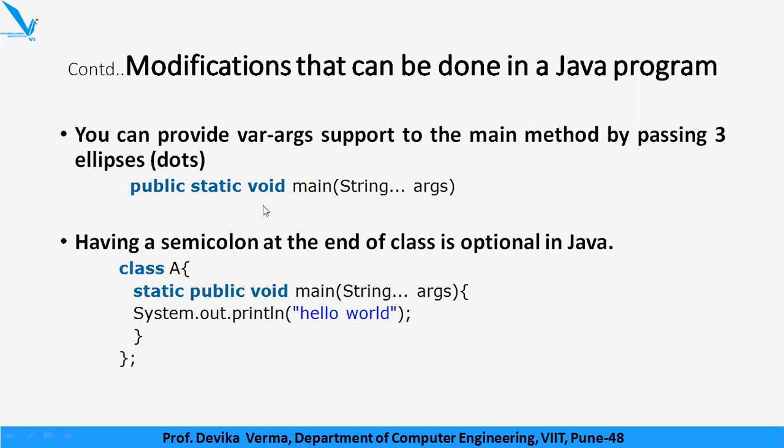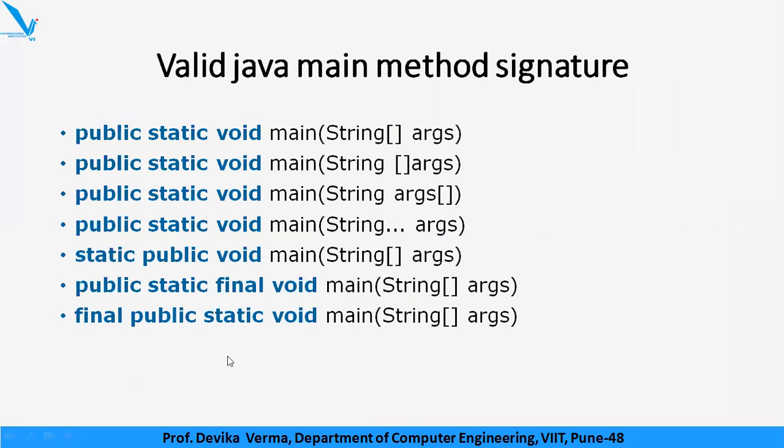For this you should have a specific version, and then you can even put three dots to specify this, where args, now this I already spoke about. Having a semicolon is an optional thing after the class to terminate the class in Java. Now all these are the valid main method signatures in Java. You can use any one of them.